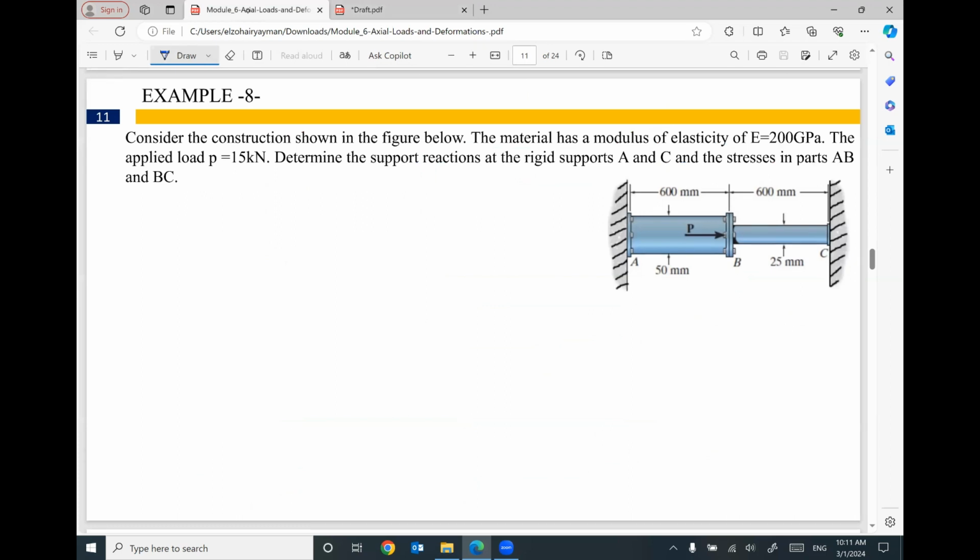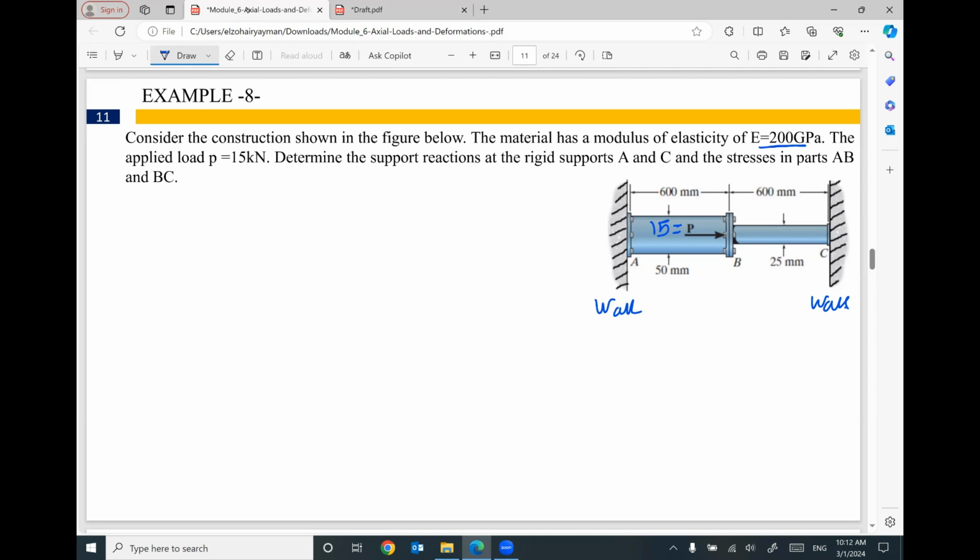We have an example here. We have this shaft, or these two parts of the shaft AB and BC, between two walls, wall number 1 and wall number 2. And we have an applied force P equal to 15 kilonewton. We need to determine the support reactions at the rigid supports A and C. And then we need to figure out what are the stresses in part AB and part BC. The Young's modulus of the material of the shaft equals 100 gigapascal.